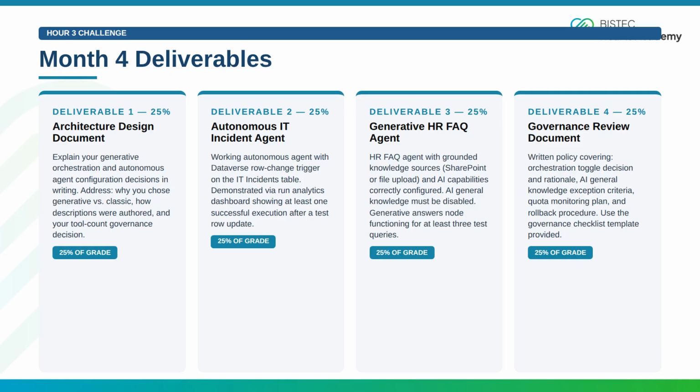Deliverable 4 is the governance review document, a written policy using the checklist template. Four sections: orchestration toggle decision and rationale, AI general knowledge exception criteria, quota monitoring plan, and rollback procedure. Note the dependency: deliverables 2 and 3 must be working agents before deliverable 1 can be written meaningfully. Build first. Document after.